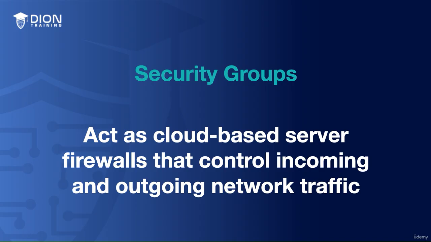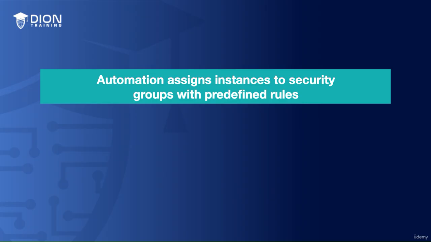Second, we have the management of security groups. Security groups act as a virtual firewall for your cloud-based server instances and their associated resources. These security groups offer the ability to specify which incoming and outgoing network traffic is allowed to or from the given cloud-based server. Automation can be used to assign instances to appropriate security groups with predefined traffic rules based on factors such as the cloud-based server's function, location, or associated project.